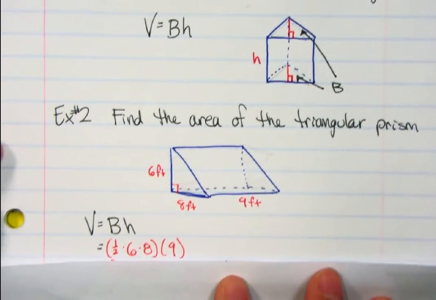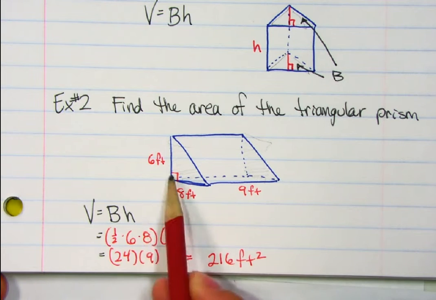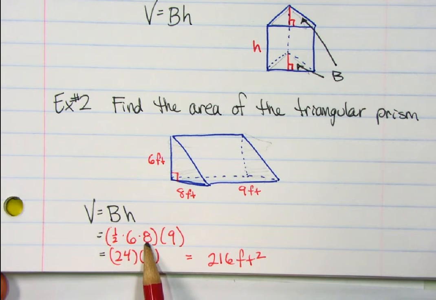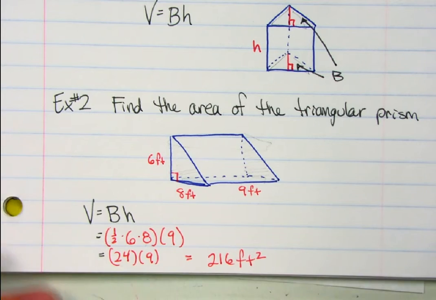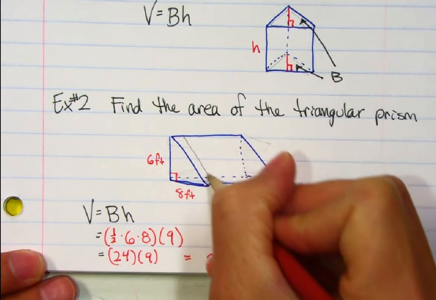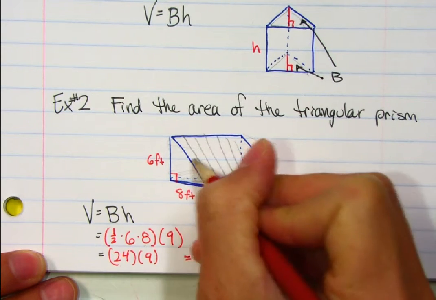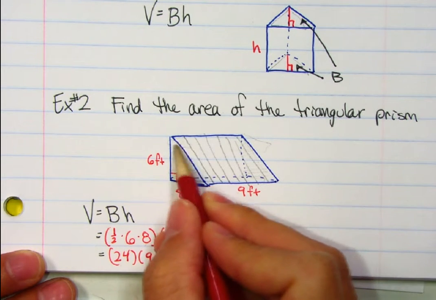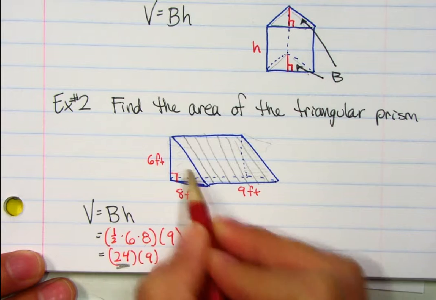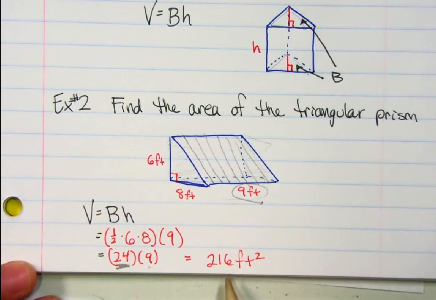I find the area of the base. Well, the area of a triangle here is 6 times 8 and cut in half. So 6 times 8, okay, 48, cut in half, 24. Once I found 24, what I've really found is this first layer of this, if you pretend it was a cake or something, 1, 2, 3, 4, 5, 6, 7, 8, 9, okay, whatever. This first layer right here has an area of 24, and then how many layers do I have? Well, I have 9 layers of it, so times it by 9, and I get 216 feet cubed.